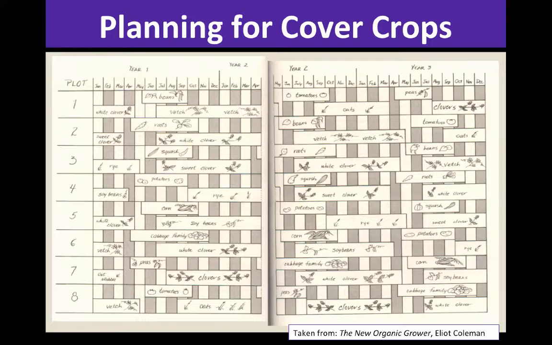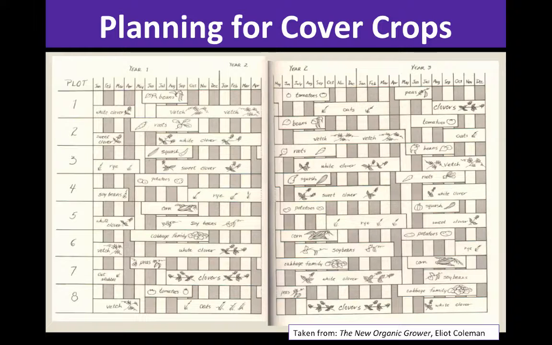This figure came from Eliot Coleman's New Organic Grower, and this figure is actually getting a little bit dated. But one of the things that I really like about what Eliot has done here is he's shown a way to put together a production plan that includes both a crop rotation with cash crops and cover crops. And so I think that's a really helpful mechanism for planning out a production season for the grower.